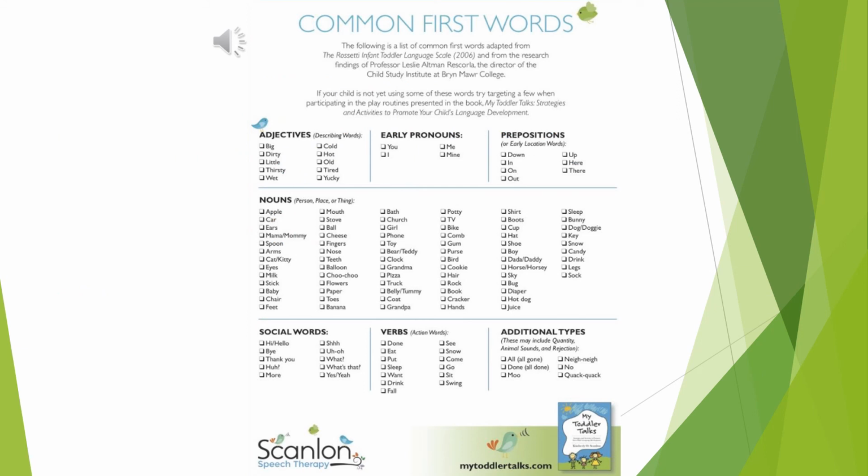Here is another list of first words. This list has core words as well as some fringe words. This list, as you can see at the top, was based off the Rossetti Infant Toddler Language Scale, which is a standardized assessment that is often utilized in early intervention. That's where these words came from.